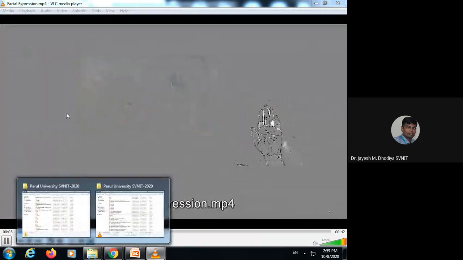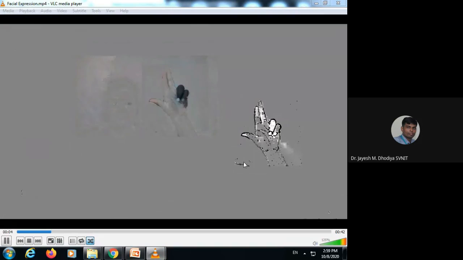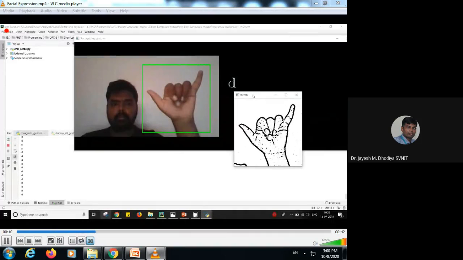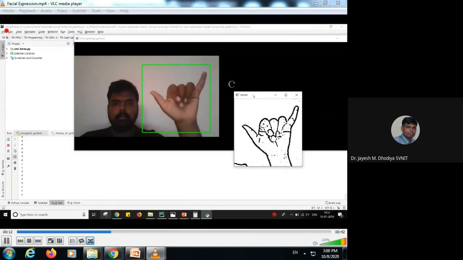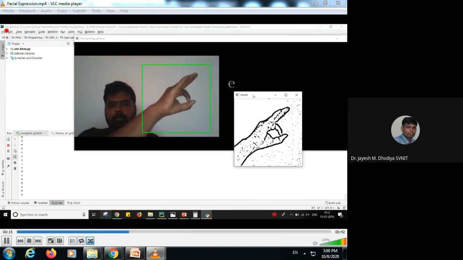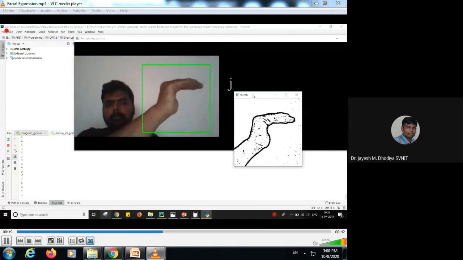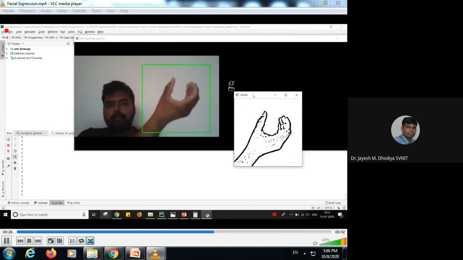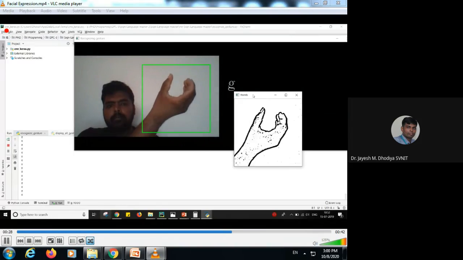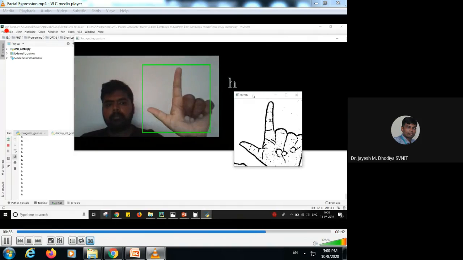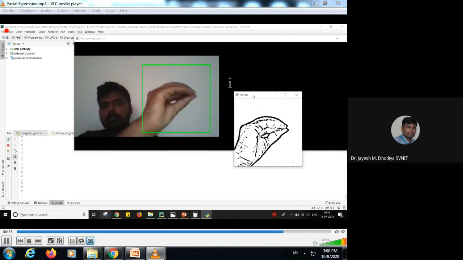Yes, just try to see. It might not be very visible, but we try to check with the expression. The letter is D, or C, or E, I, J. We try to recognize these expressions, and these are the signs used by mute and deaf people, like J, I, K.